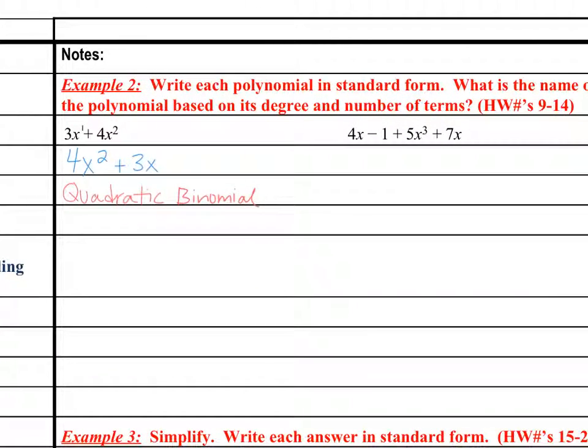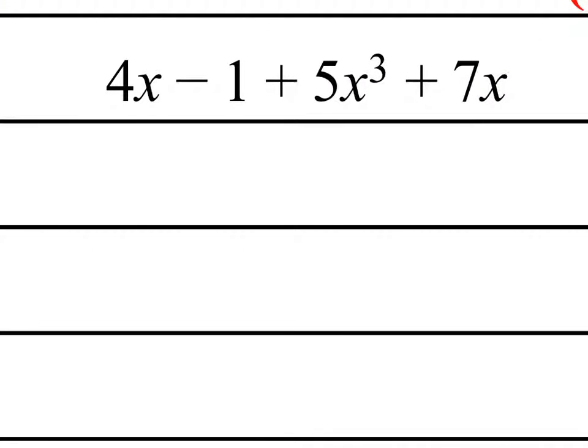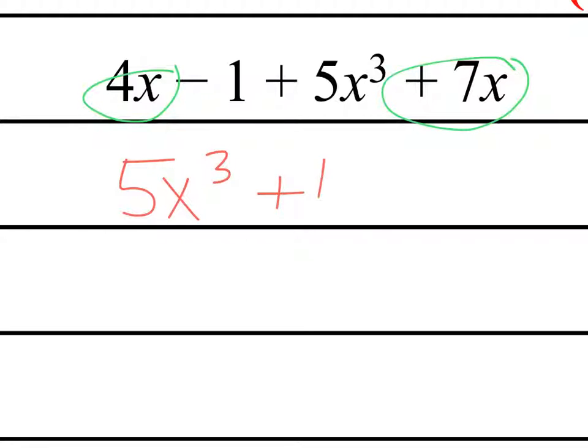Okay, next one. You do have some like terms you need to combine. So if you look right here, you got 4x and 7x. You need to add those up first, because they're like terms. So then if we write this in standard form, the cubed has to go first, the highest exponent first. So 5x cubed. And then the x's are the next highest because they have an exponent of 1. If you combine those, you get 11x. And then the constant, that -1, goes last.